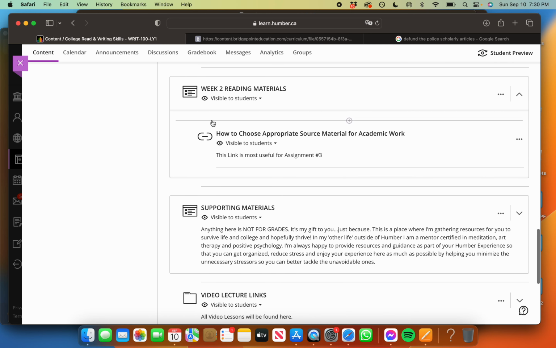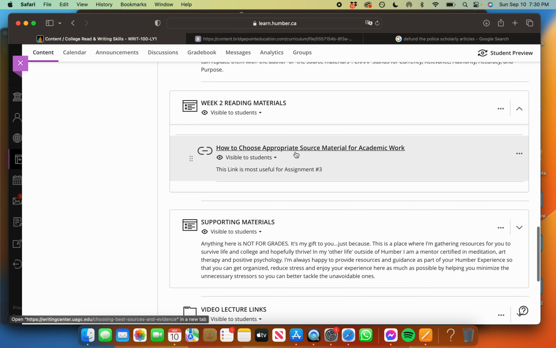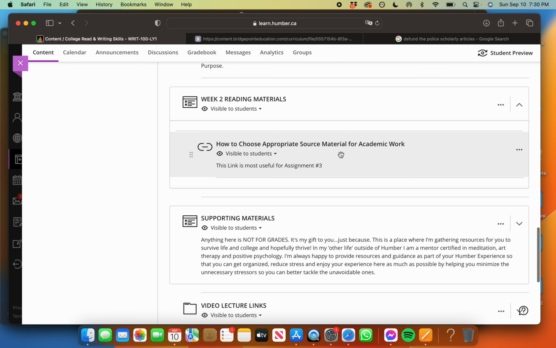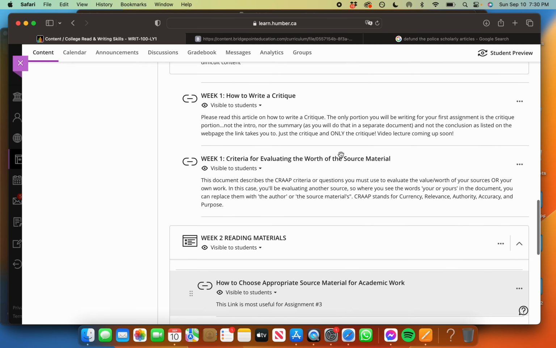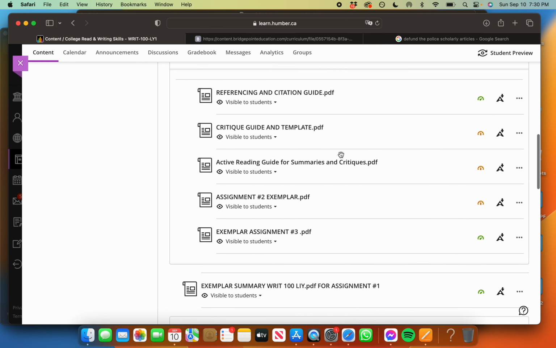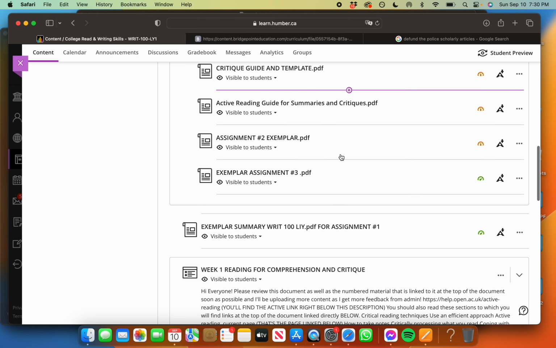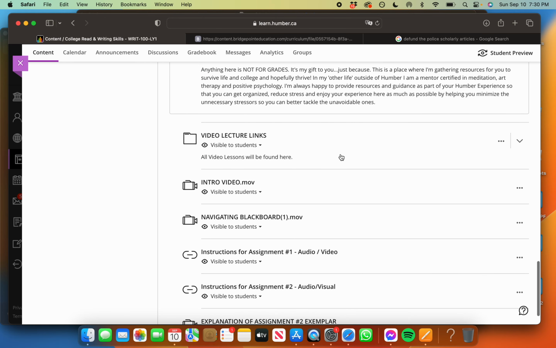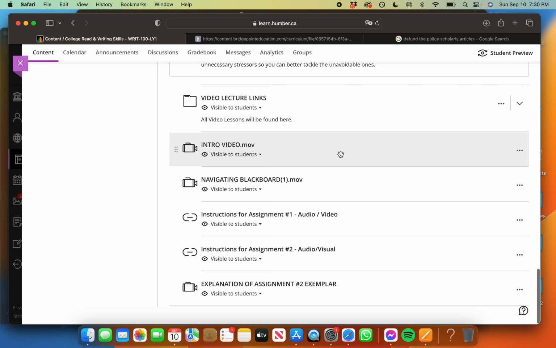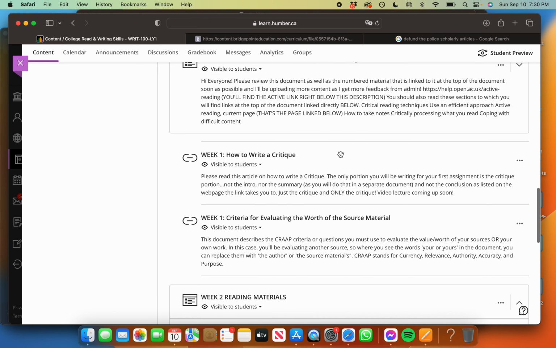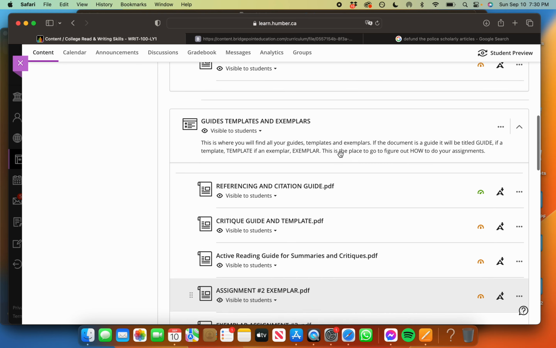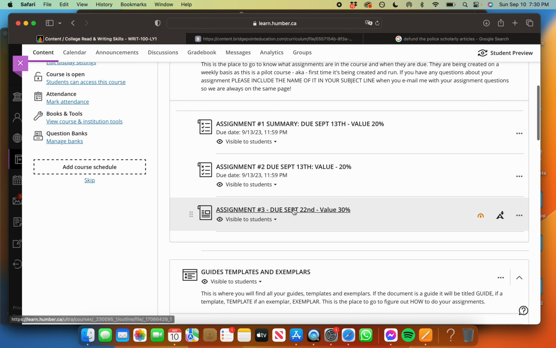All right, so this is your how to choose appropriate source material for academic work. All right, so we've looked at that. We've looked at the exemplar, and we've looked at where to hand it in. Those are the 3 places we needed to look. So I'm going to look at the assignment actually, so you see what it looks like.